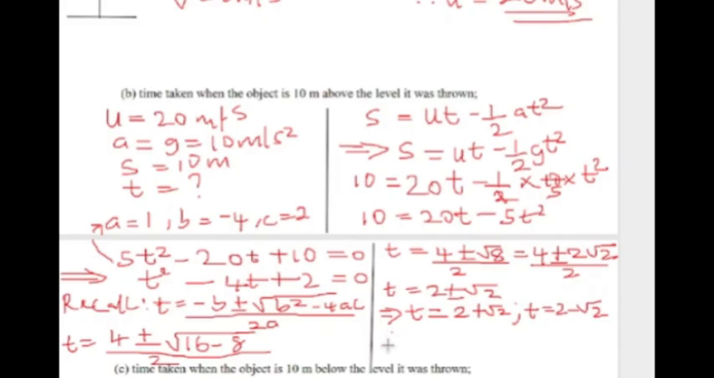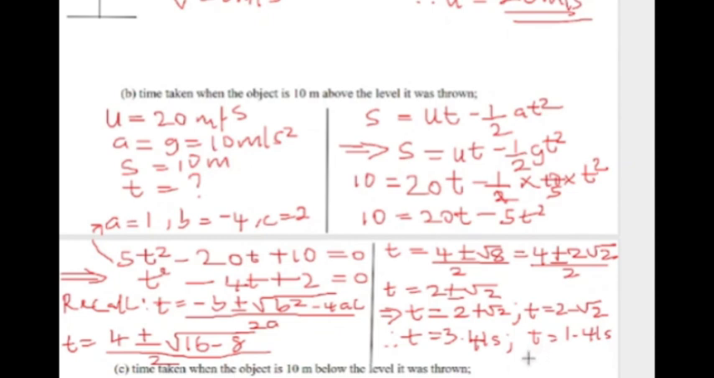Okay, so in terms of decimals, we can simplify this to get our final answer. Basically, root 2 is about 1.41, so 2 plus root 2 gives us 3.41 seconds. Then 2 minus root 2 gives us 0.59 seconds. So we see how this works.